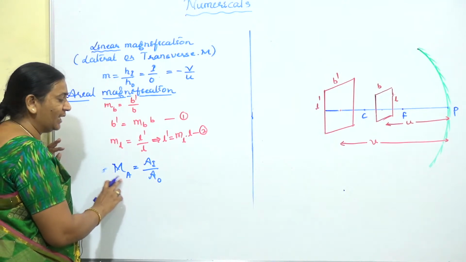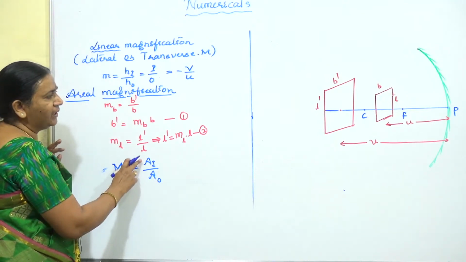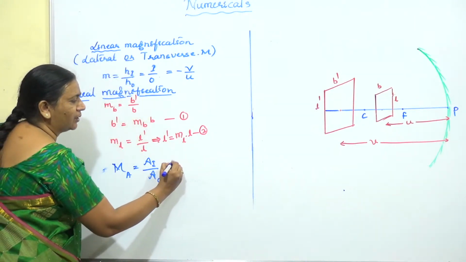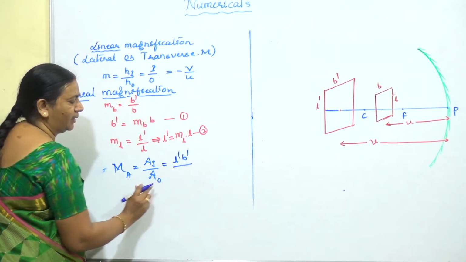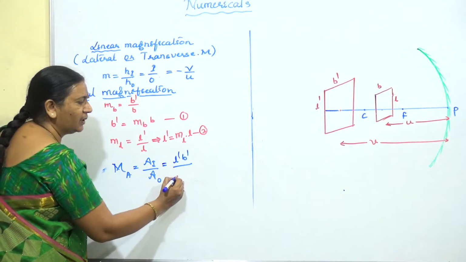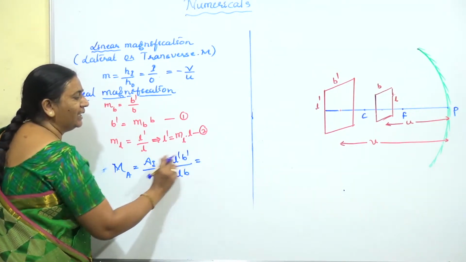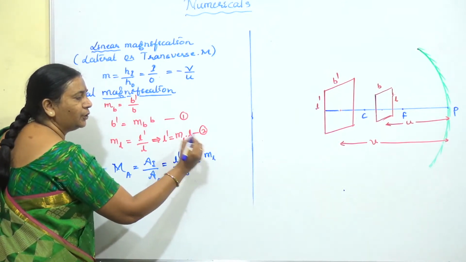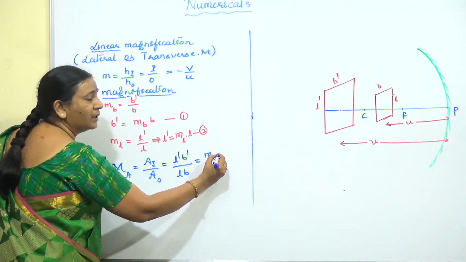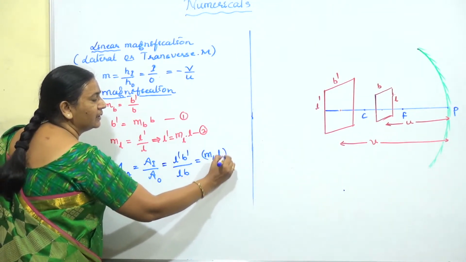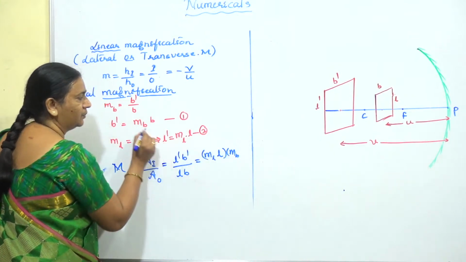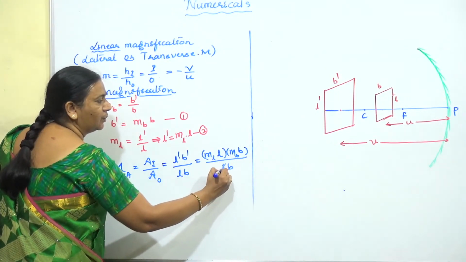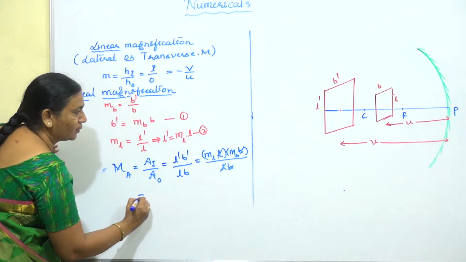So, what is aerial magnification? This one. What is the area of the image you are having? You know the rectangular formula. So it becomes L dash into B dash, divided by the object's area, which is nothing but L into B. L dash I can write as ML into L, and similarly B dash is MB into B, divided by L into B. Now this gets cancelled. We are getting ML into MB.